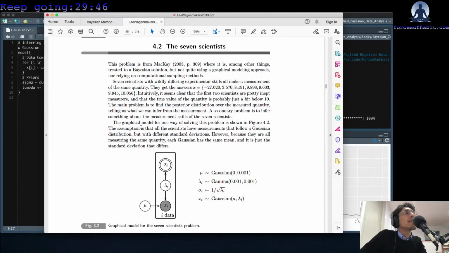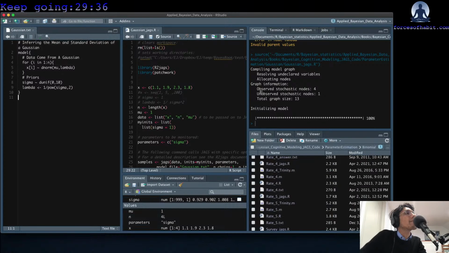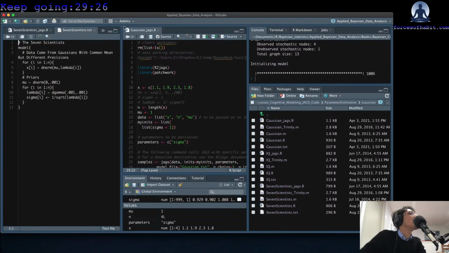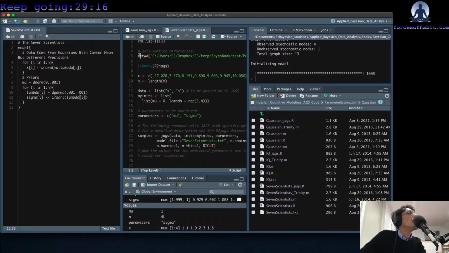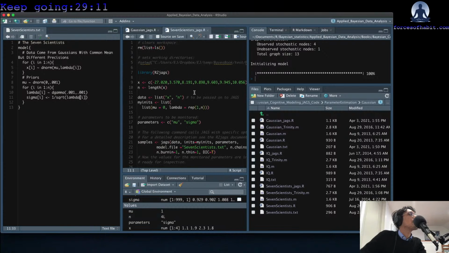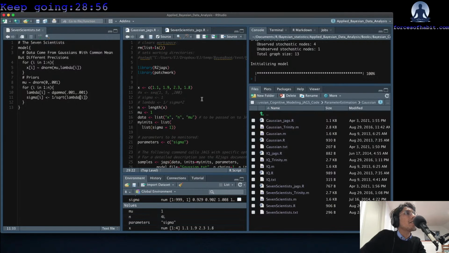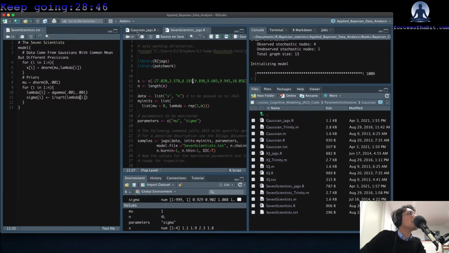Good. The seven scientists is the next problem. So let me open up the text files. We'll get the JAGS and the text file here. I'm just gonna steal some of the code from our last example here so I can get some printouts again. The printouts are pretty useful. And we won't source it yet.